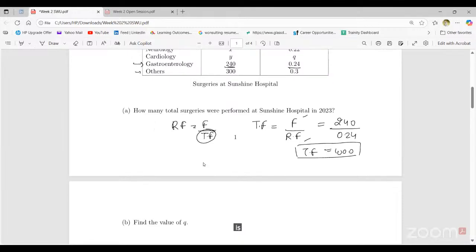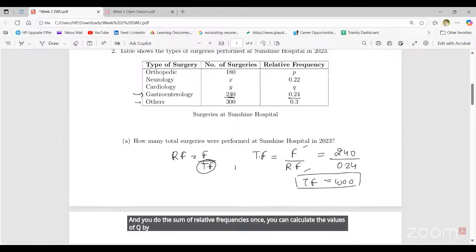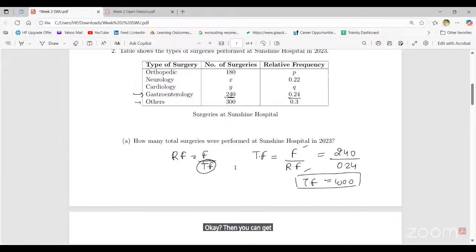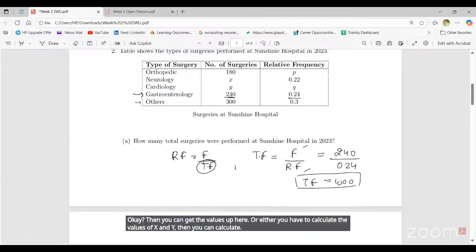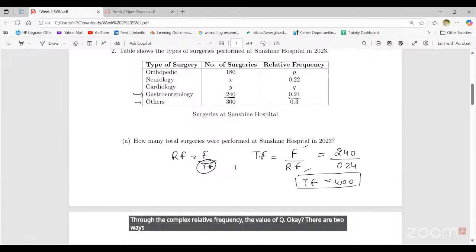Okay. So basically, I'll just give you a hint. There are two ways. The first way is if you calculate the value of P and you know the sum of relative frequency is 1, you can calculate the values of Q by subtracting the sum of all these from 1. Or you can calculate the values of X and Y, then calculate Q through the formula of relative frequency. There are two ways to solve this question. Fine.